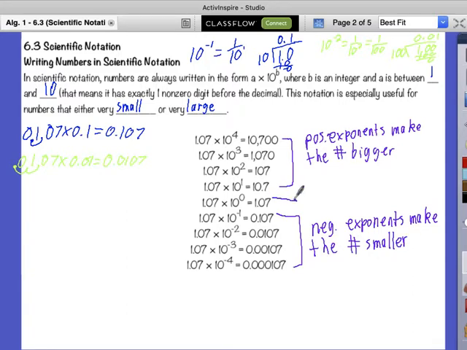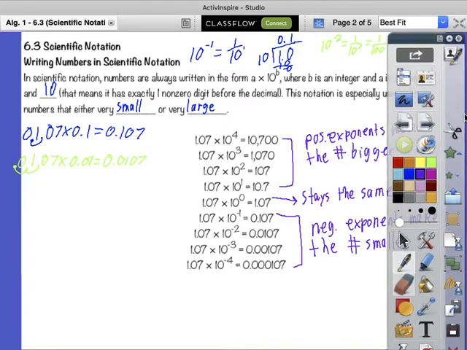What did the power of 0 do? Nothing. It stayed the same, didn't it? Yes. Right? Because 10 to the power of 0 is secretly what number, guys? 1. And anytime you multiply by 1, it stays the same, right? Okay, positive exponents are going to make the number bigger. Negative, going to make it smaller. 0, stay the same. Questions on that?